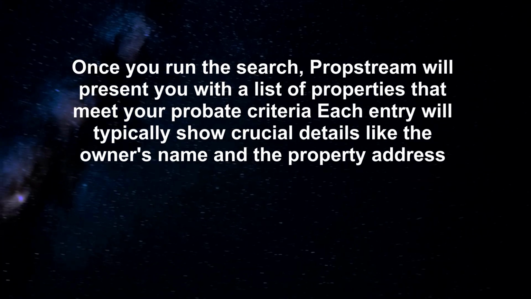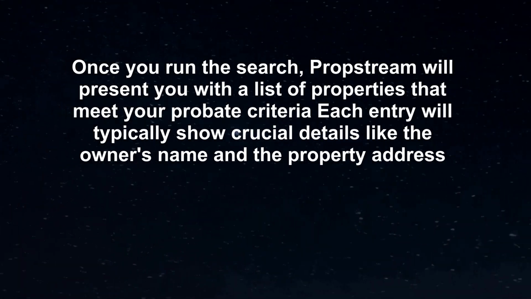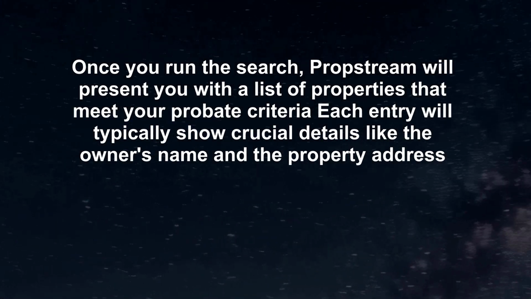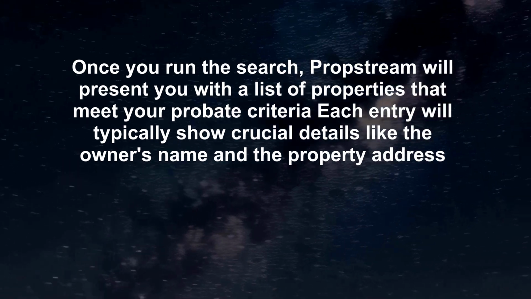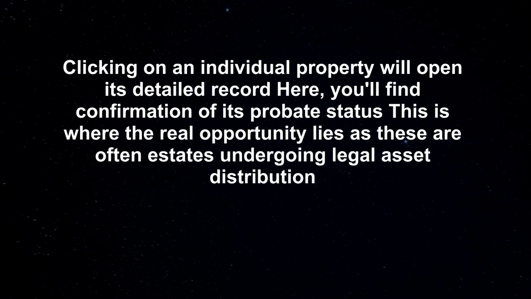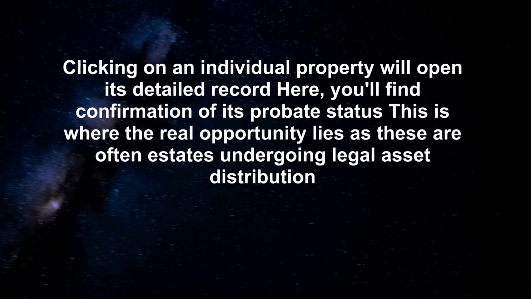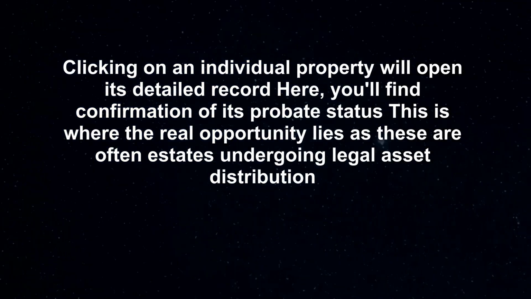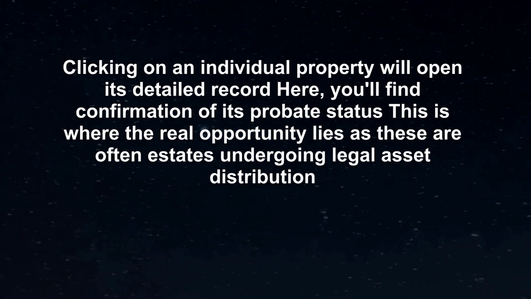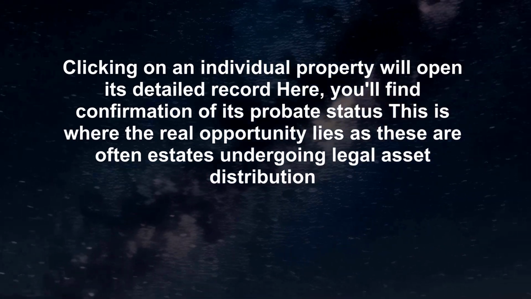Once you run the search, Propstream will present you with a list of properties that meet your probate criteria. Each entry will typically show crucial details like the owner's name and the property address. Clicking on an individual property will open its detailed record. Here, you'll find confirmation of its probate status. This is where the real opportunity lies, as these are often estates undergoing legal asset distribution.